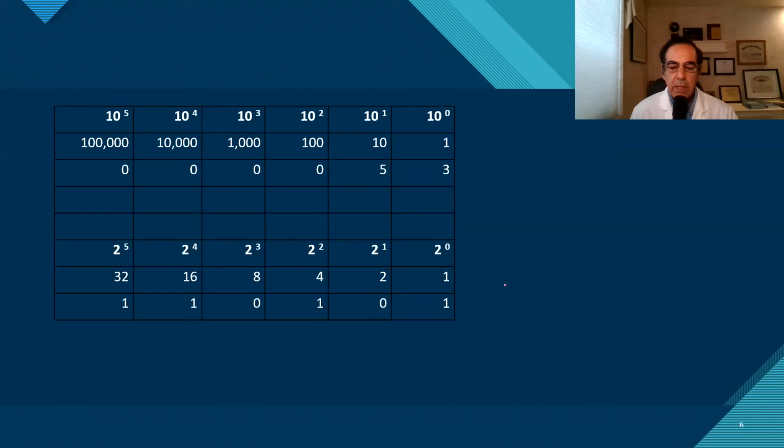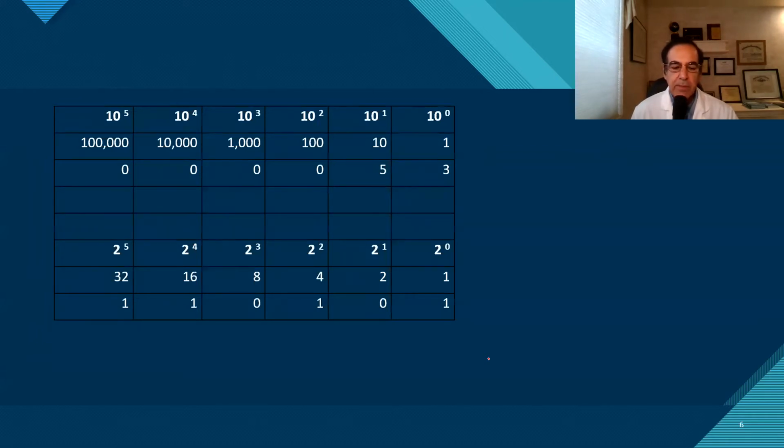All right, so here, if we want to represent the number 53, what do we have to do? So 2 to the 0 is the ones column, 2 to the 1 is the twos column, 2 to the 2 is the fours column, 2 to the 3 is the eights column, 2 to the 4 is 16, and 2 to the 5 is 32.